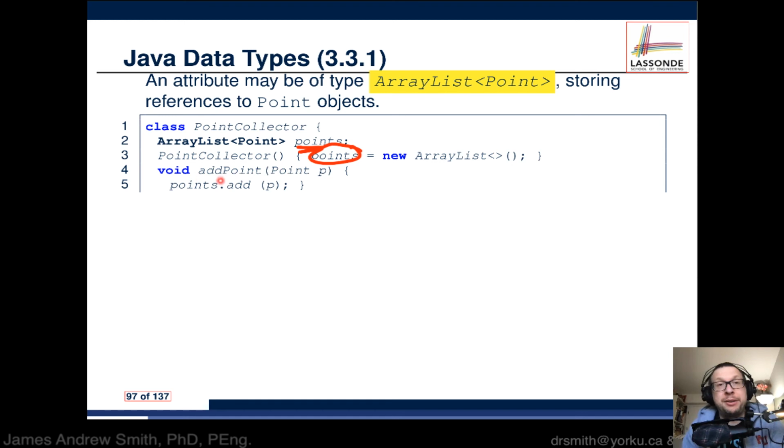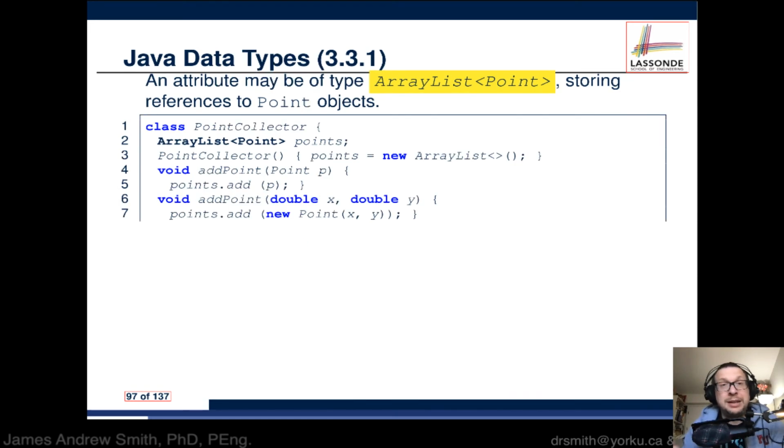Then from there we have a method called addPoint, and we're bringing in an object of type Point, called p, into it. When we bring in that object p, we're going to add to points, the attribute inside this class, the object p. And that's it for that particular method right there.